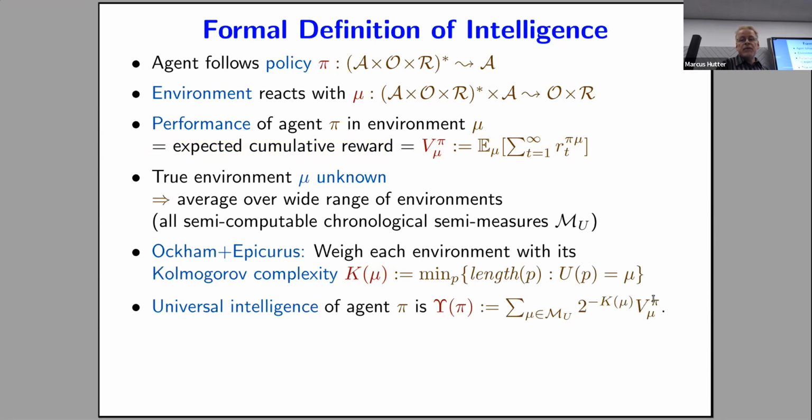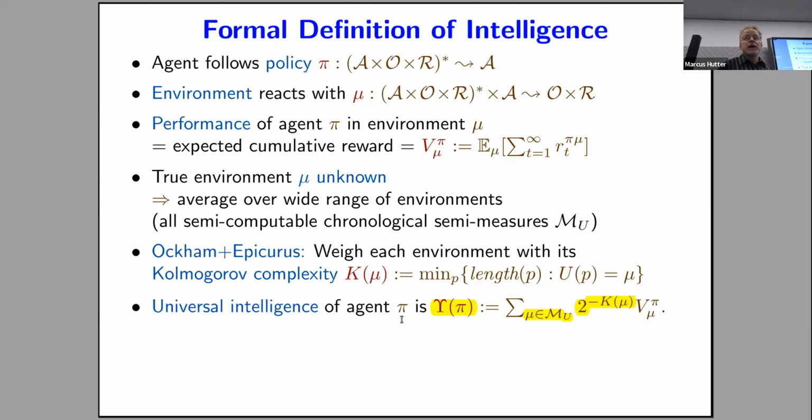The agent pi may face environment mu. A priori, the belief probability that it faces environment mu is 2 to the minus K of mu. We sum over all probabilistically computable environments, and we get this epsilon of pi, which we call the universal intelligence measure. Shane Legg has written a whole PhD thesis about it, so you can read about that.